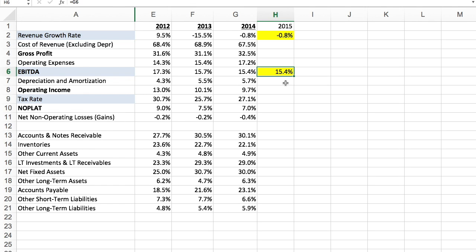Now, the next line item that we're going to forecast is DA, depreciation and amortization as a percentage of revenue. Again, equals the previous year.